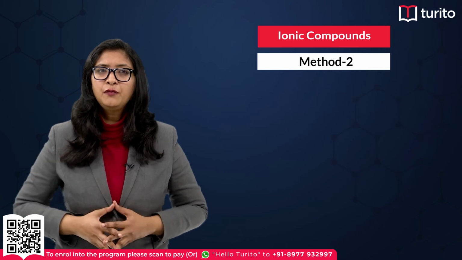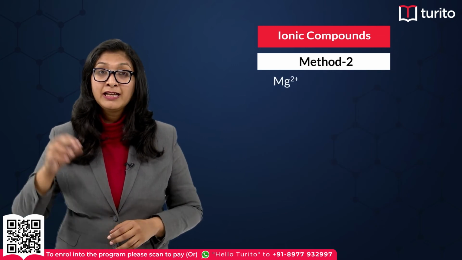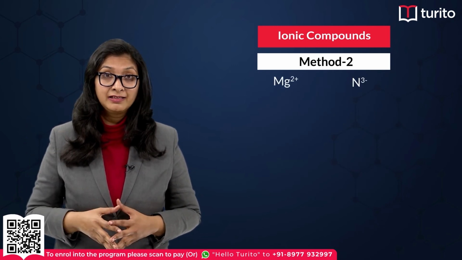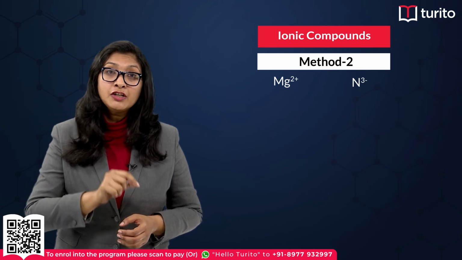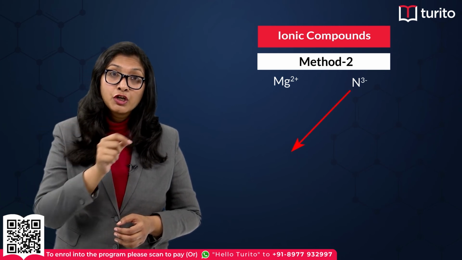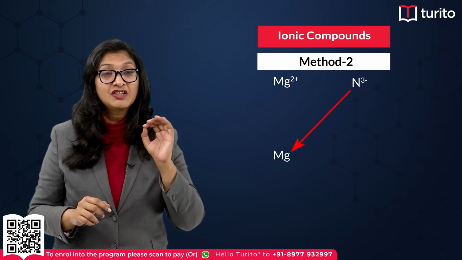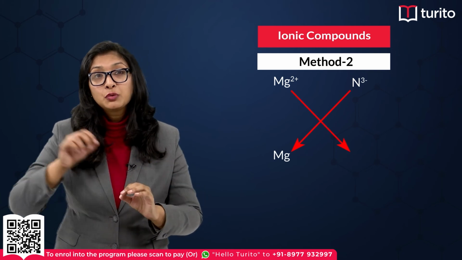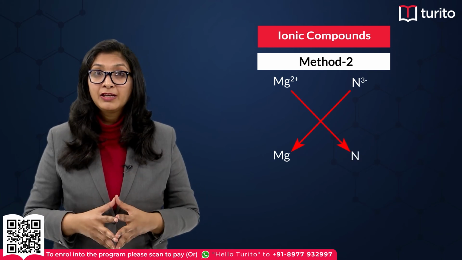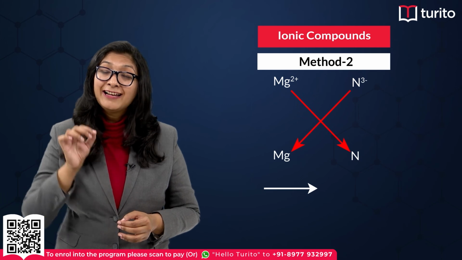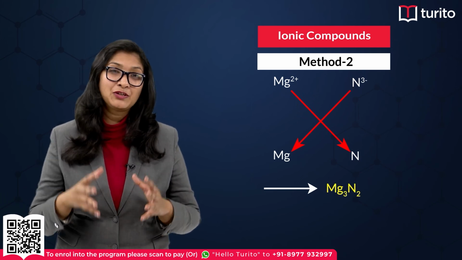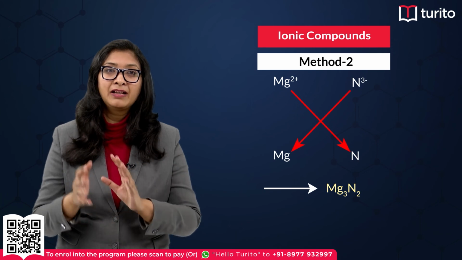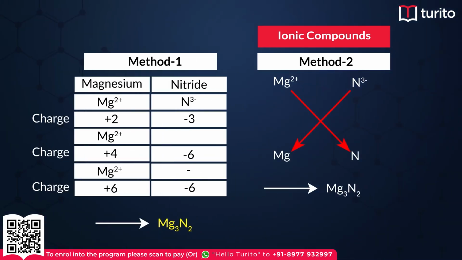Is there any other method by which I can do it? Yes. If I write Mg2+ and N3-, then the easiest method is to write the charge of nitrogen to Mg and write the charge of Mg to nitrogen. Then what will be the answer? It will again be Mg3N2. So this is the trick by which you can do it. Okay. But over here this is the method of deriving it, and this is the short trick. Okay.